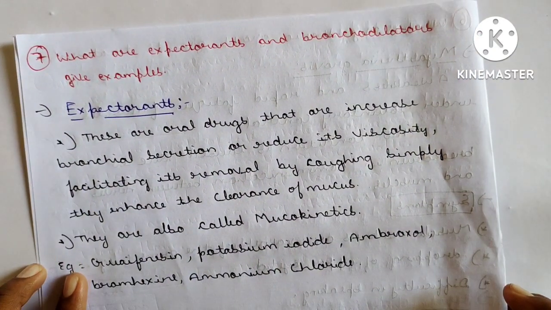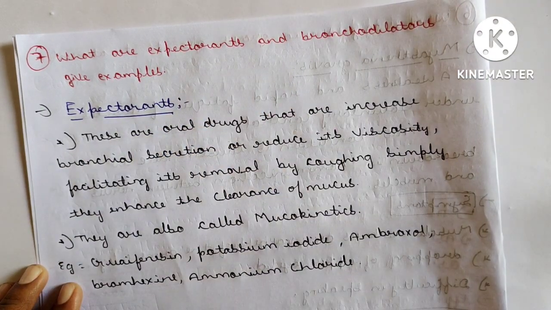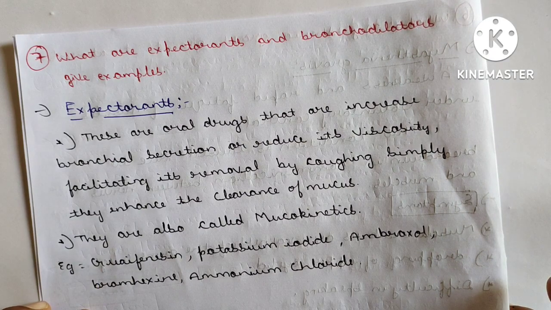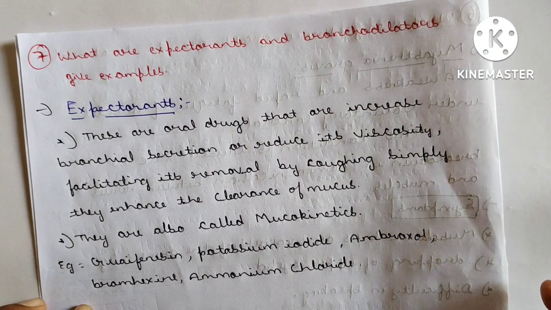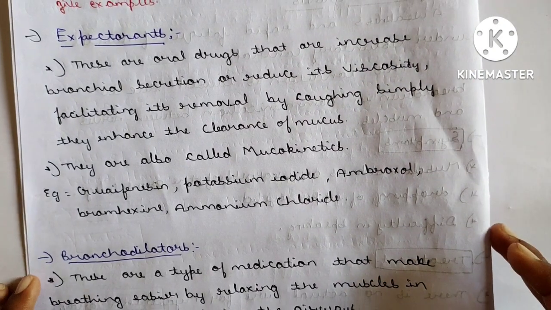They are also called mucokinetics. Kinetics means movement. They help the movement of the mucus from the lungs to the outside. Examples: guaifenesin, potassium iodide, ambroxol, bromhexine, ammonium chloride. These all are the examples.